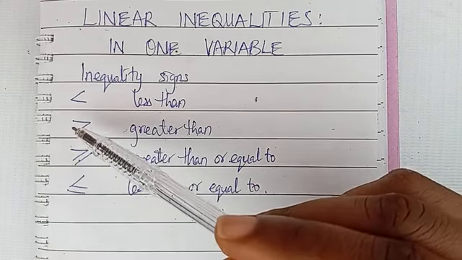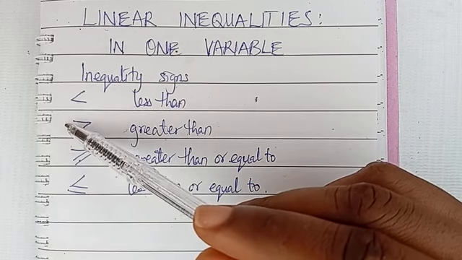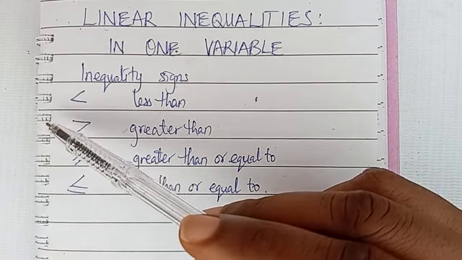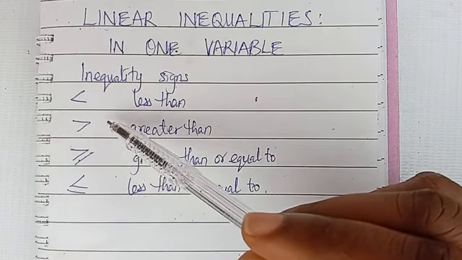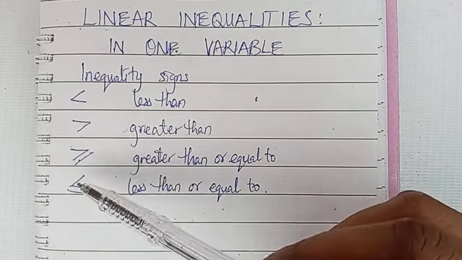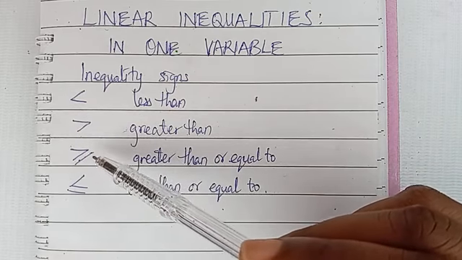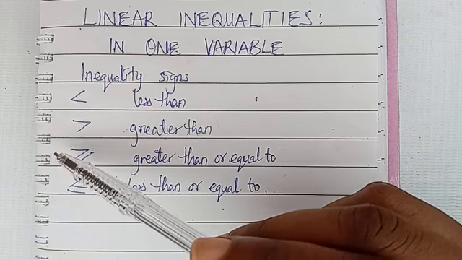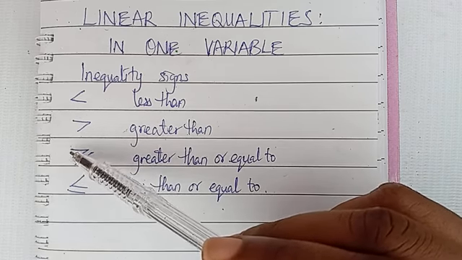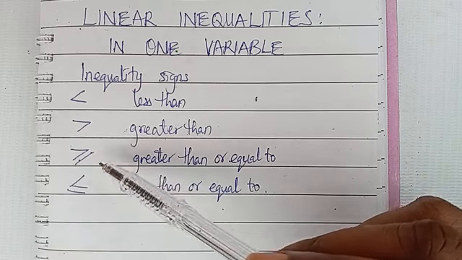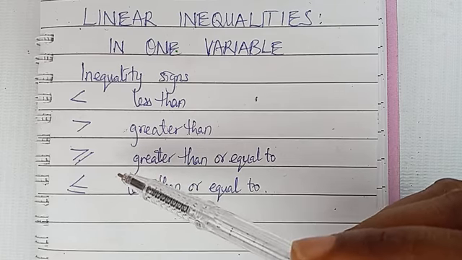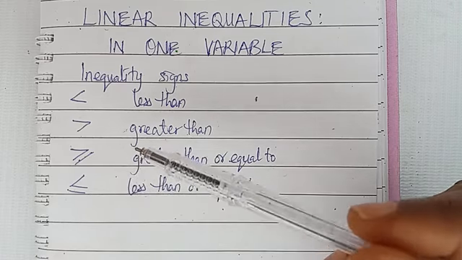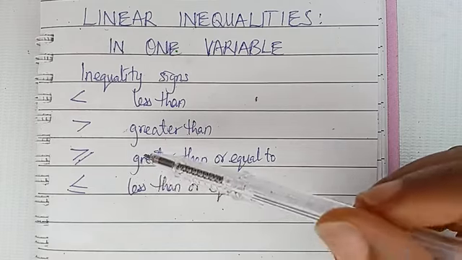Same thing with this, we can now see this is greater than. Since we read from left to right, the first value here is greater than the second value here. Now this is greater than or equal to. So the value here is greater than or equal to the value here. And this is less than or equal to. Same things.